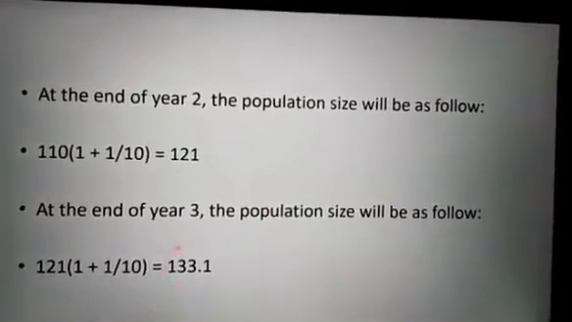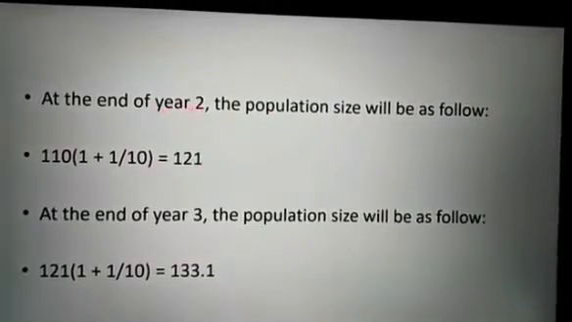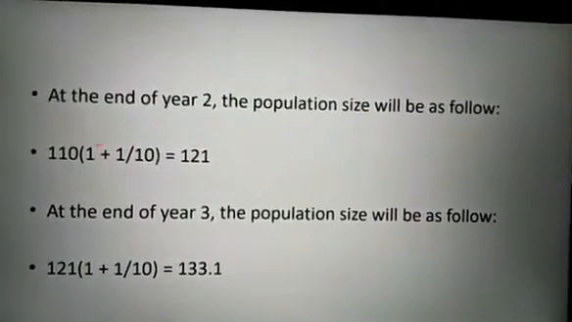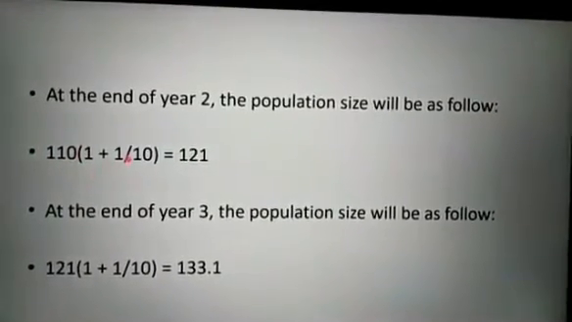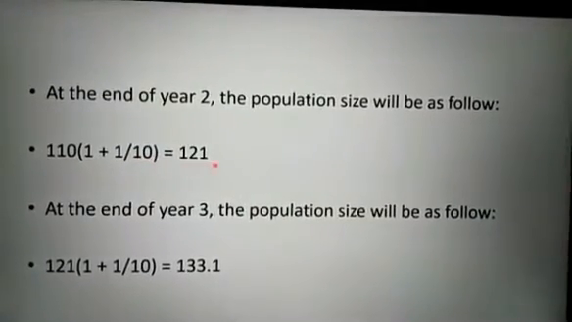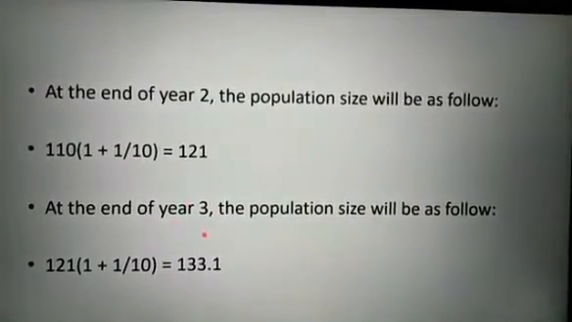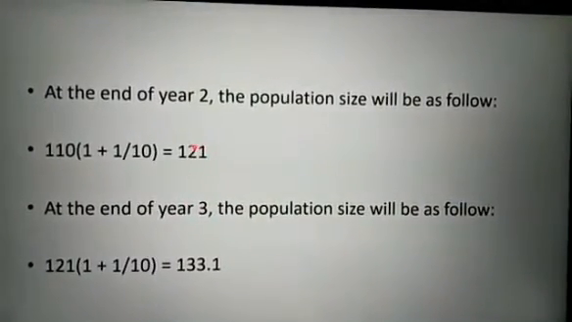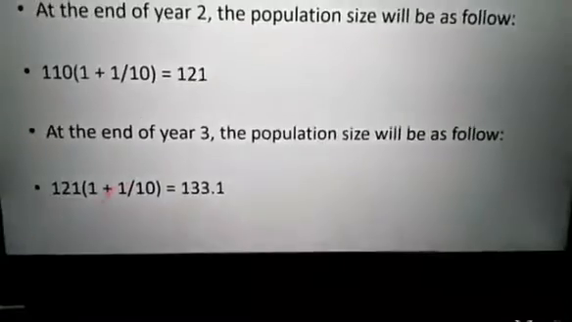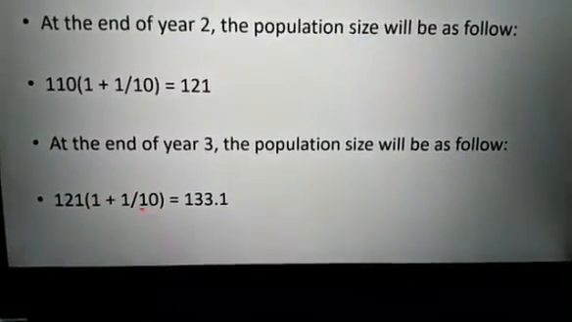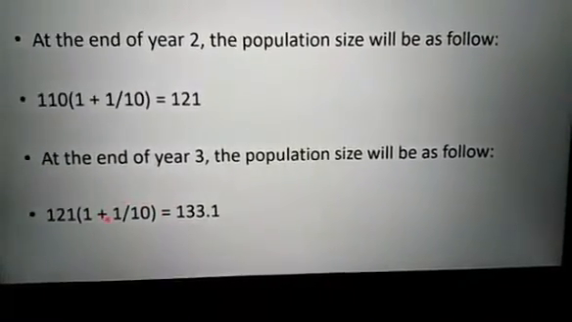Then to find the population size at the end of year 2, you use the answer that you got at the end of year 1, which is 110 into 1 plus 1 over 10, which will give you 121. And then to find the answer for the end of year 3, you use the answer that you got at the end of year 2. So it's 121 into 1 plus 1 over 10. This is your rate.